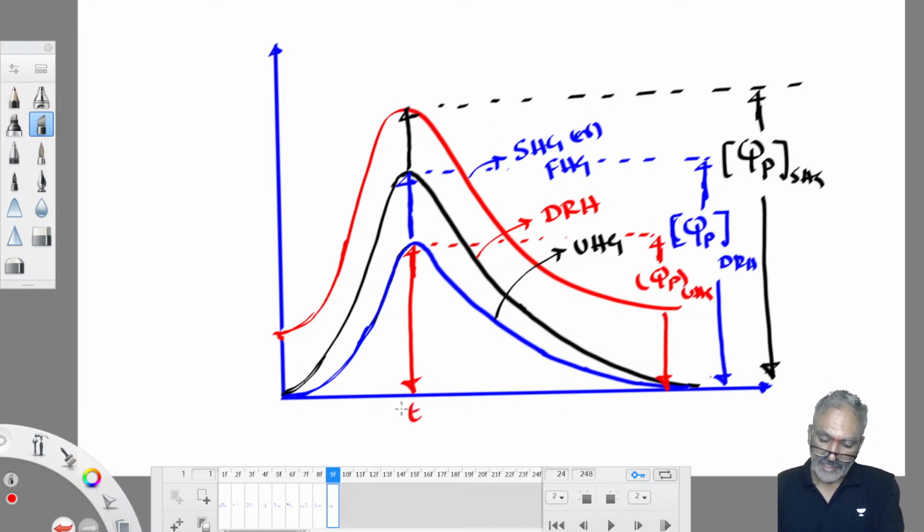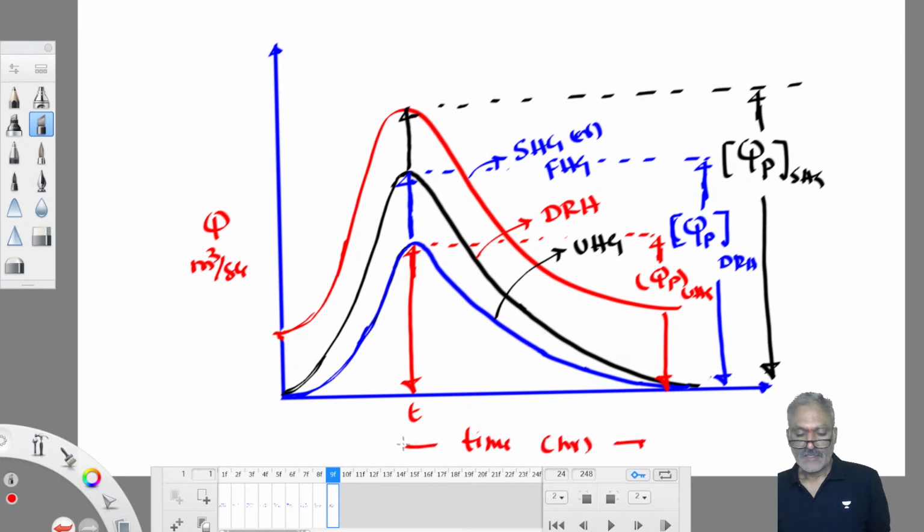So all the peaks are occurring at the same time. Therefore this is time invariance. So both assumptions, time invariance and unit. This is in cubic meters per second, and this is time in hours. Okay. So at any point of time, you can work out.